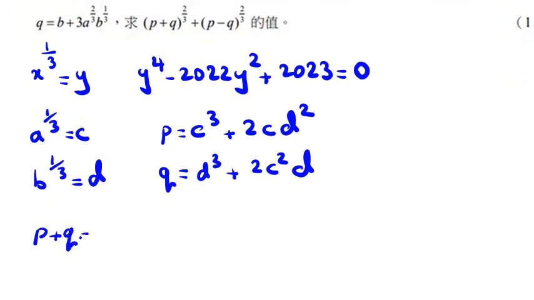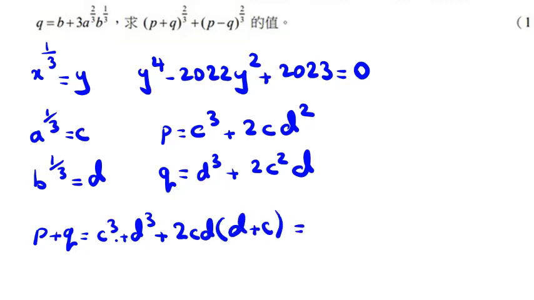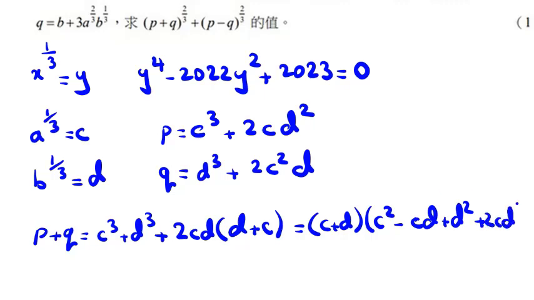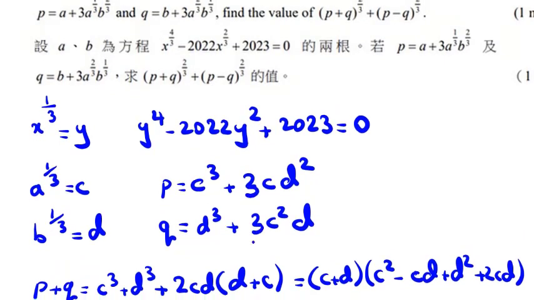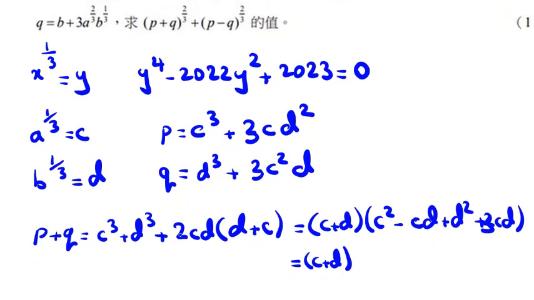And now I want to find p plus q to the power of 2/3. P plus q is what? Is c cubed plus d cubed, this plus this plus this plus this. You factor from 2cd, it will be d plus c. And if I use factorization of this, it will be c plus d times c squared minus cd plus d squared, and if I use also here cd, I can write plus 2cd. So it will be c plus d. Let me check. Sorry. Here instead of 2, I should write 3 because the problem says 3. Let me correct it. So it will be 3cd and here 3cd.